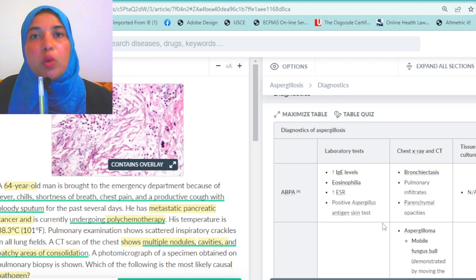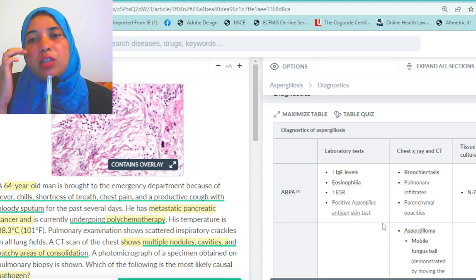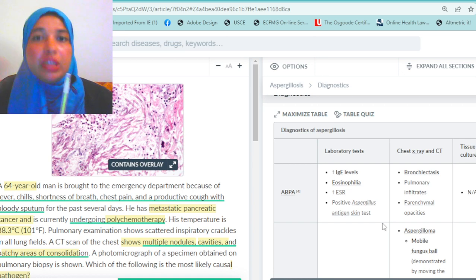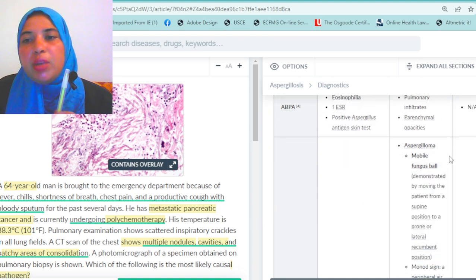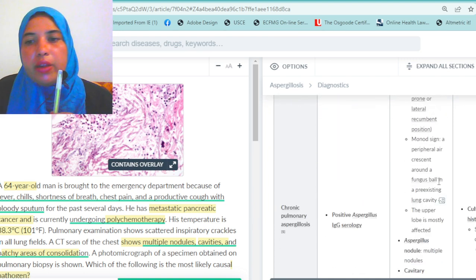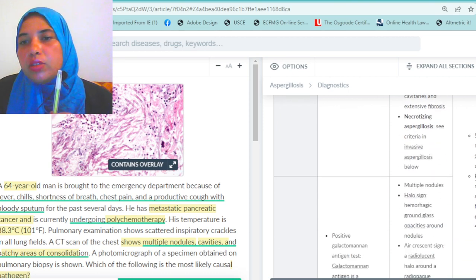Your diagnostics, so what are we going to look for if we're dealing with Aspergillus? You might get a super hard question that's not going to show you anything other than the photomicrograph of it, and ask what lab results you are looking for. If you wanted to take it an extra step, IgE levels will be elevated, eosinophilia is going to be there, elevated ESR, positive Aspergillus antigen test. Okay, chest x-ray, what are you going to see? You have your bronchiectasis. You might see an aspergilloma, a mobile fungus ball, for example. Look for the serology. All these things are there for you.